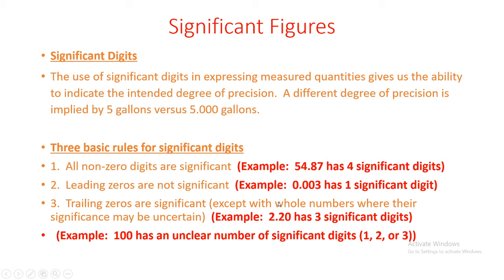Trailing zeros, okay, so this number has a trailing 0, right? Now you do have a decimal here. It says trailing zeros are significant, except with whole numbers where their significance may be uncertain. And we're going to look at some examples that are going to help us understand this much better.